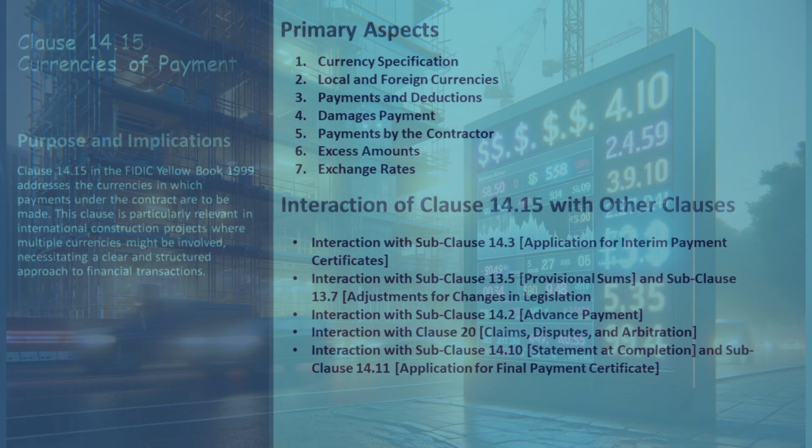Let's delve into the purpose and implications of Clause 14.15 in the FIDIC Yellow Book 1999. This clause is the cornerstone for managing financial dealings in international contracts involving multiple currencies. It lays out a structured framework for currency allocation, exchange rates, and payment methods. Its primary goal is to ensure financial clarity and mitigate risks related to currency fluctuations. This clarity is pivotal for smooth financial operations and cross-border construction projects.